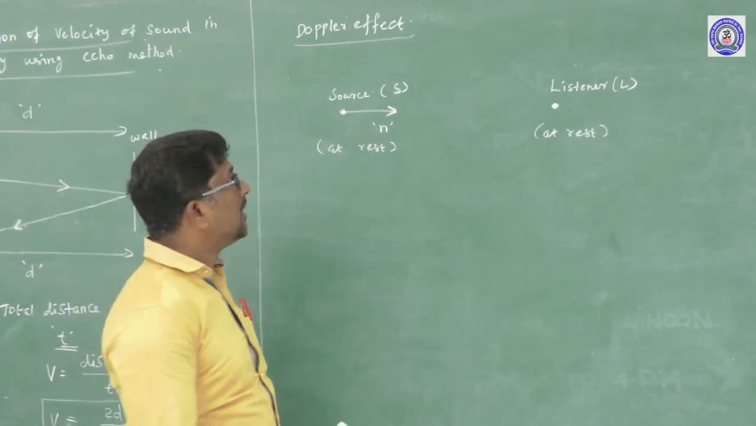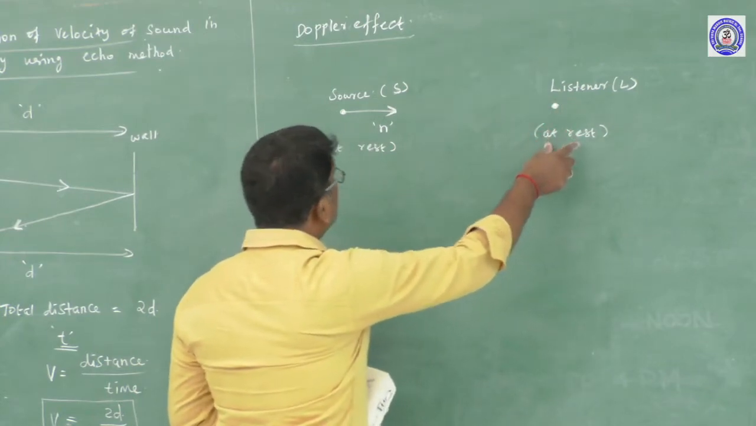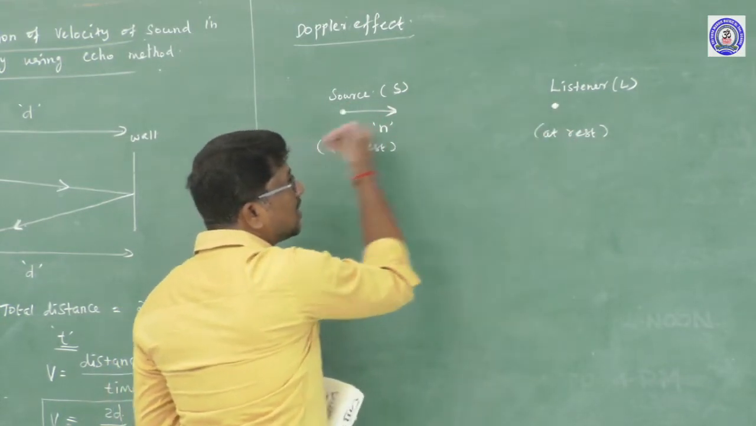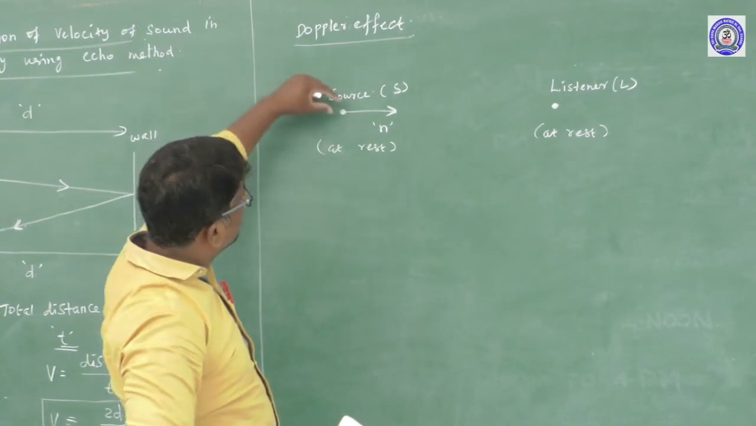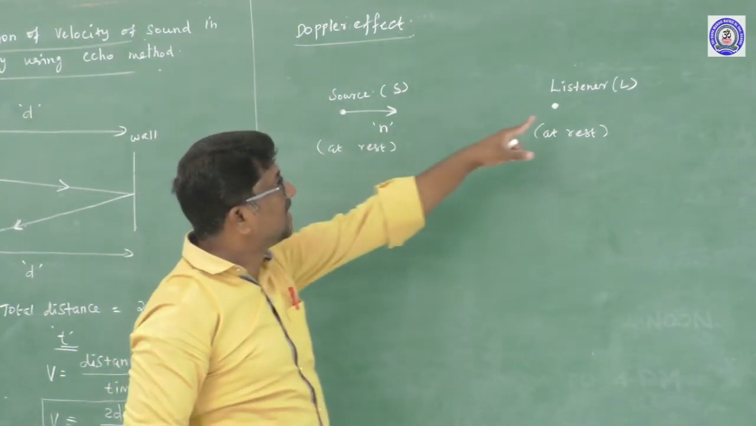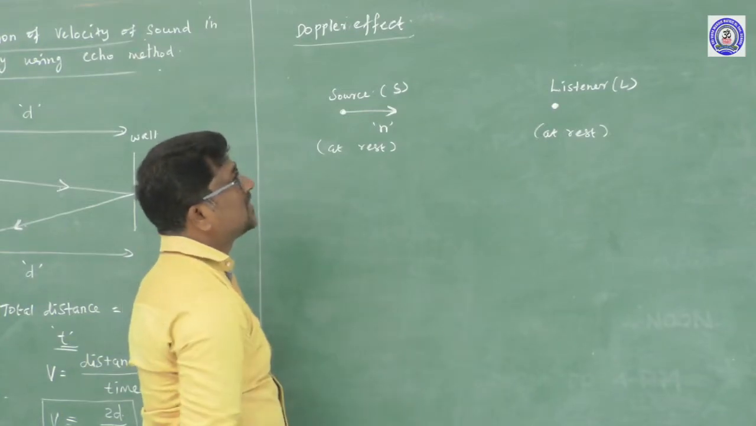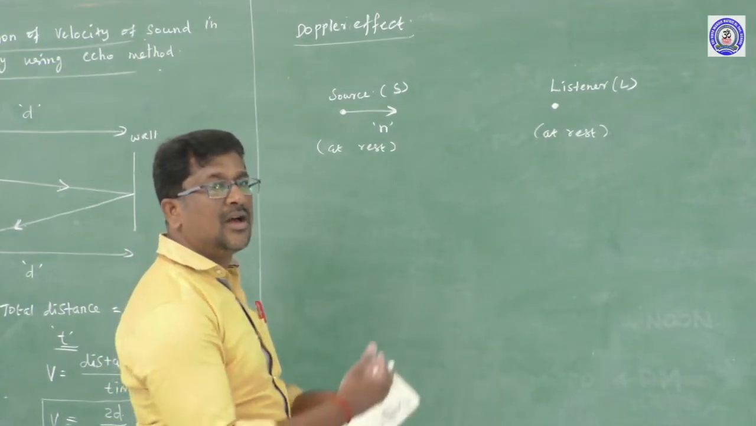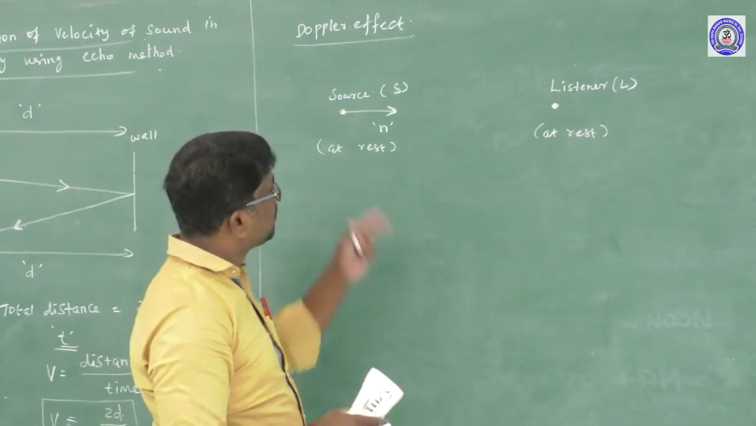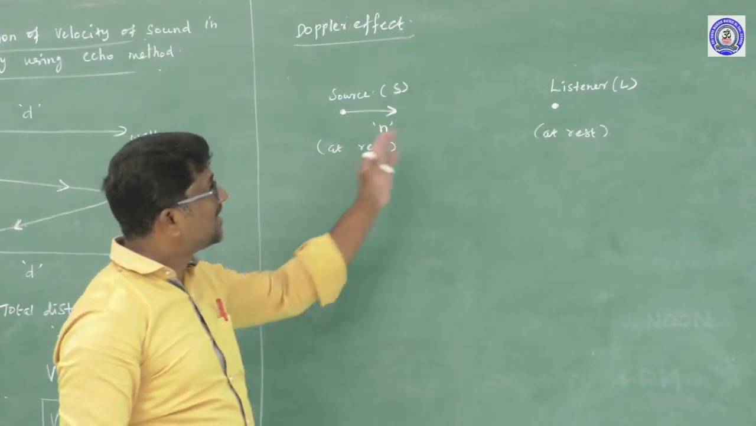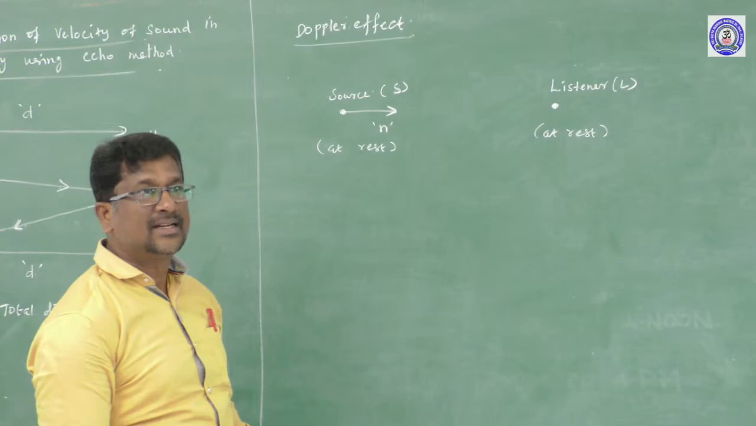Relative motion means either the listener is at rest and the source is moving towards or away from the listener, or the source is at rest and the listener is moving towards or away from the source, or both source and listener are moving towards each other or away from each other. That is a relative motion. So there is a relative motion between source and listener.